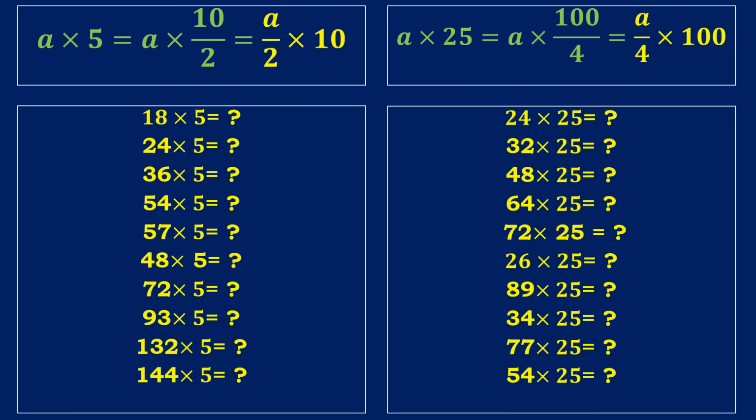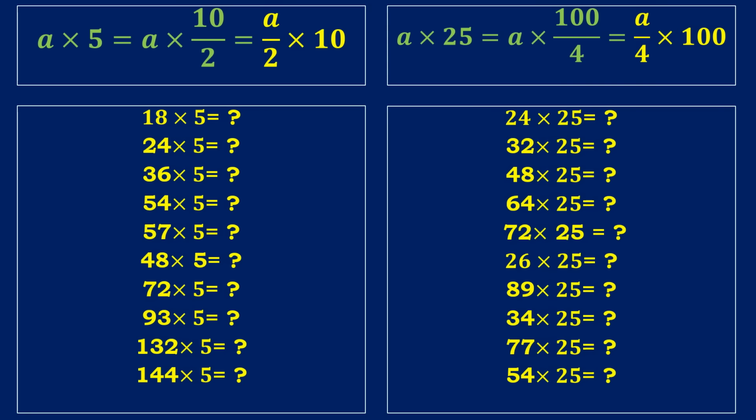89 into 25 is 2225. 34 into 25 is 850. 77 into 25 is 1925. 54 into 25 is 1350.